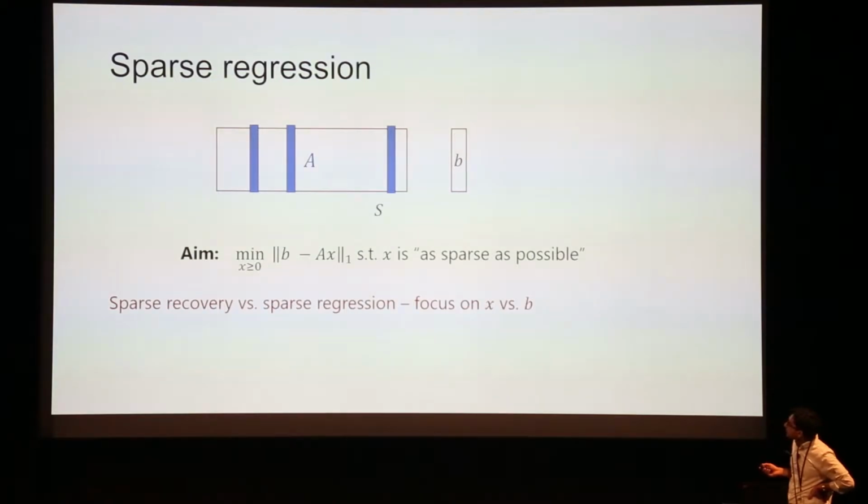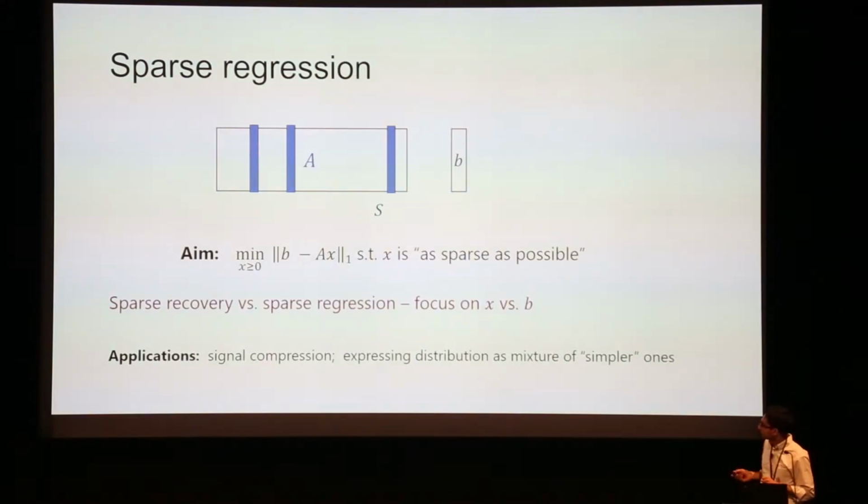One thing I should mention is that there's a very related problem called sparse recovery, and this is a little bit different from sparse regression. Usually in the sparse recovery problem, your focus is on X, and you really want to recover X, and you assume various special properties about A. That's not what we are doing now. We are just assuming A is non-negative, and you want to get an X that's as sparse as possible. So your focus is on recovering B. That's the difference between these problems.